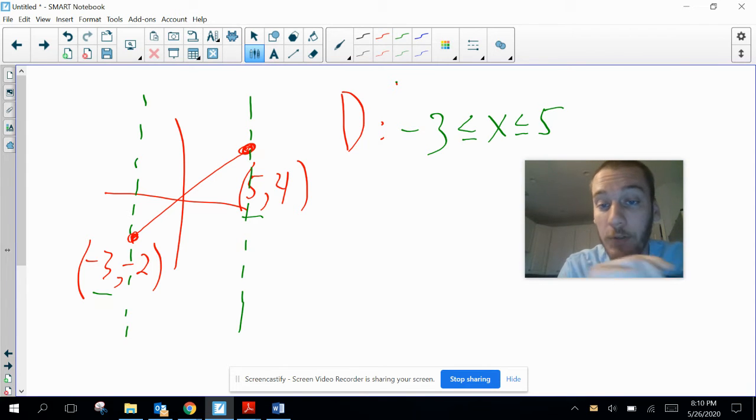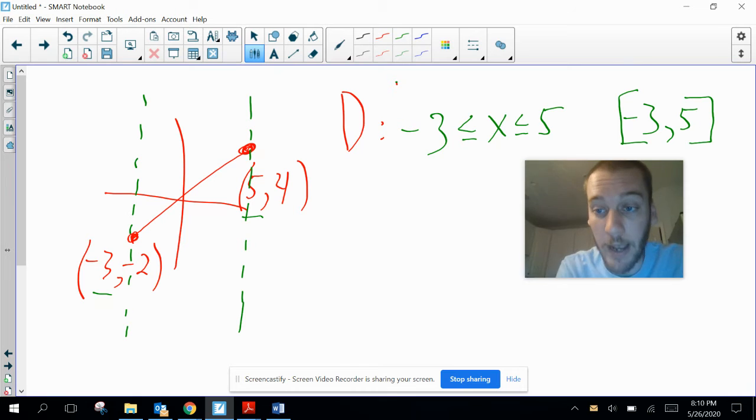We could have also written this with interval notation as -3 with a bracket, because you can touch it, and it goes up to 5. You can touch it, so it gets a bracket. If these were open circles right here, it would be parentheses instead of a bracket.